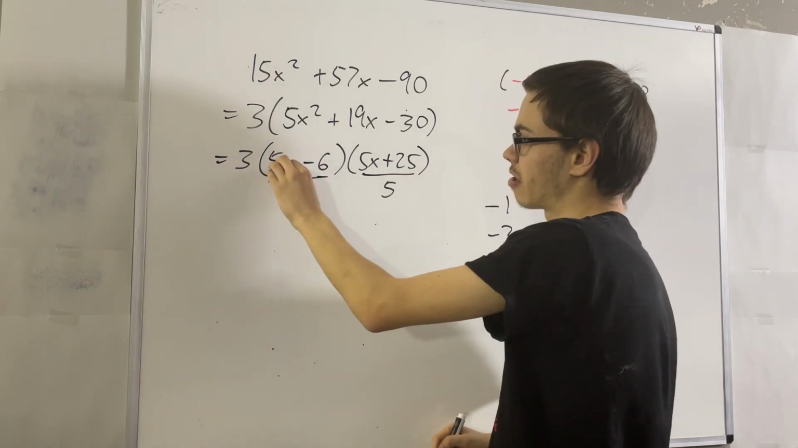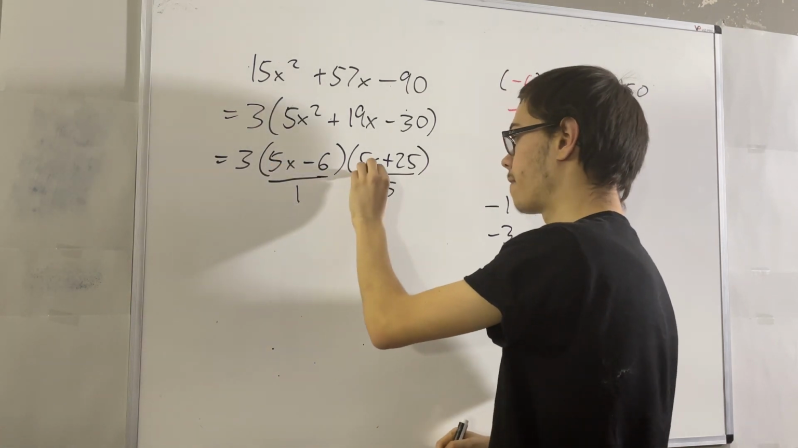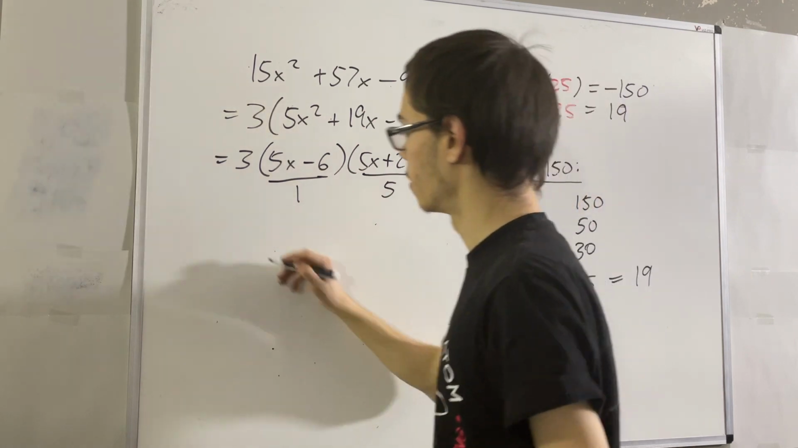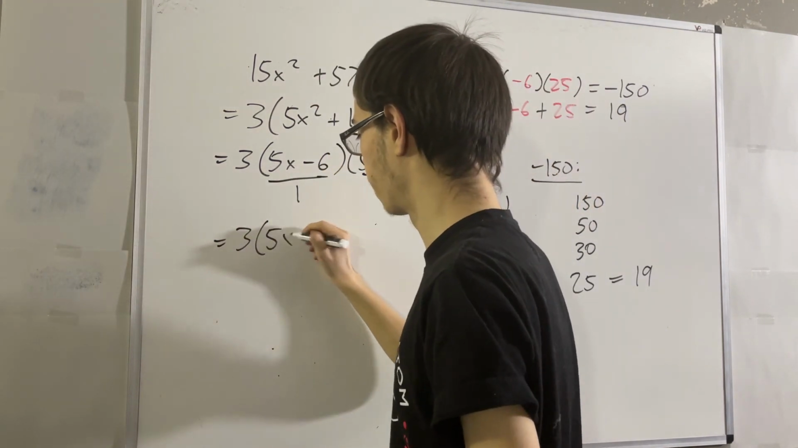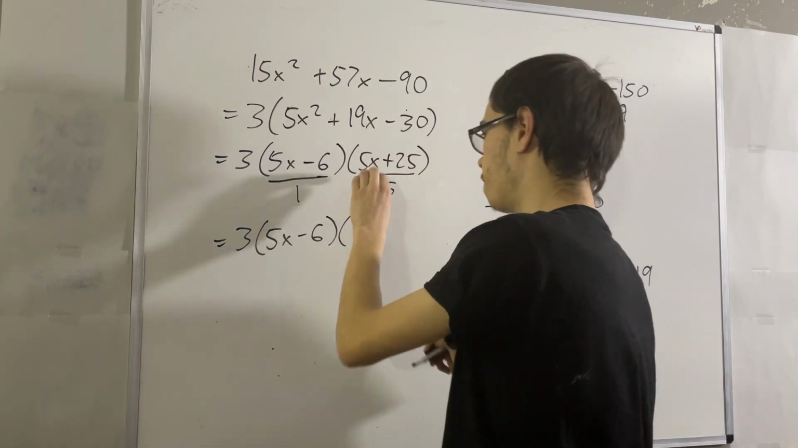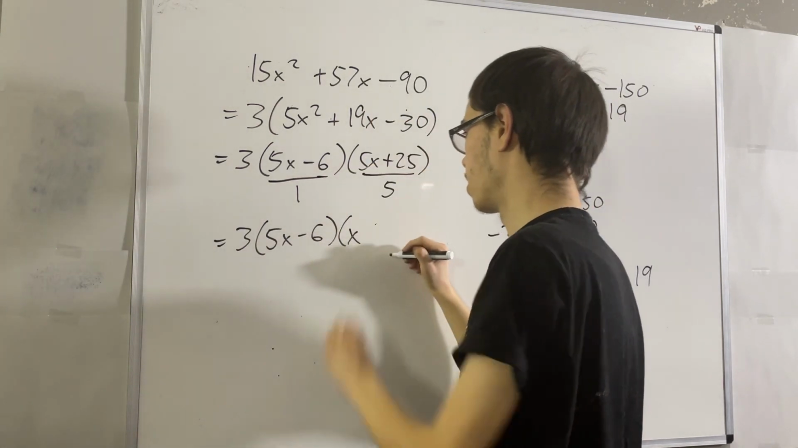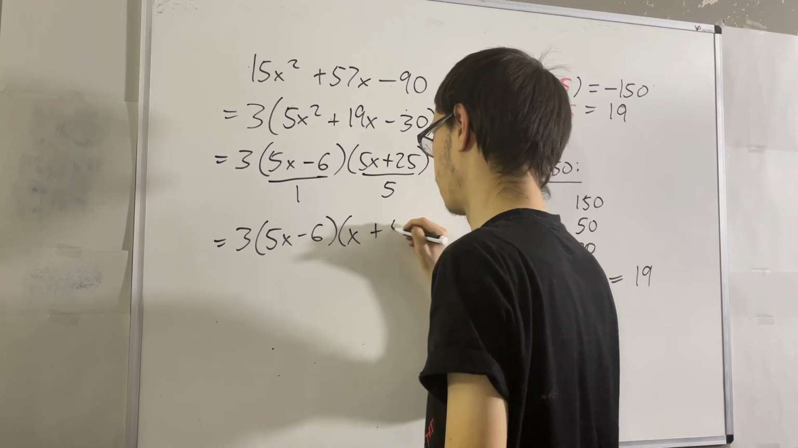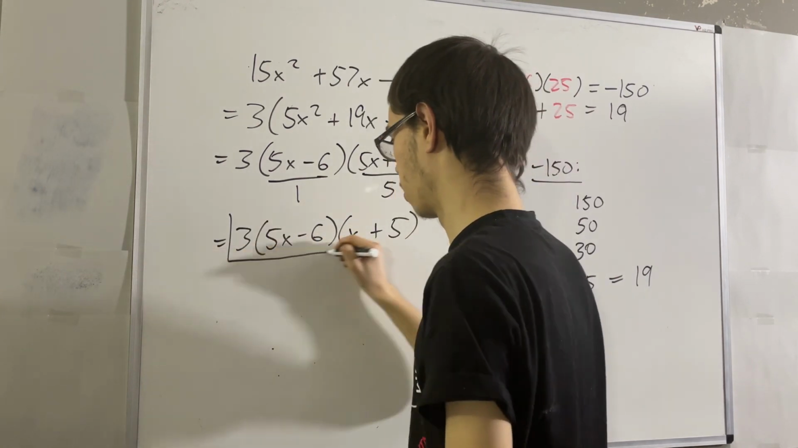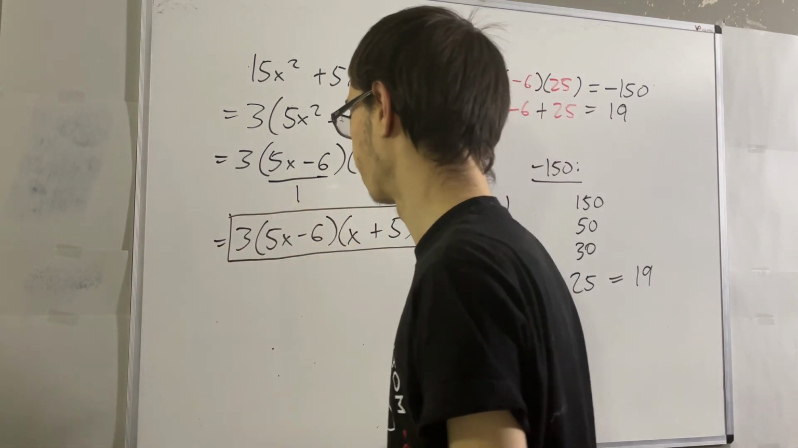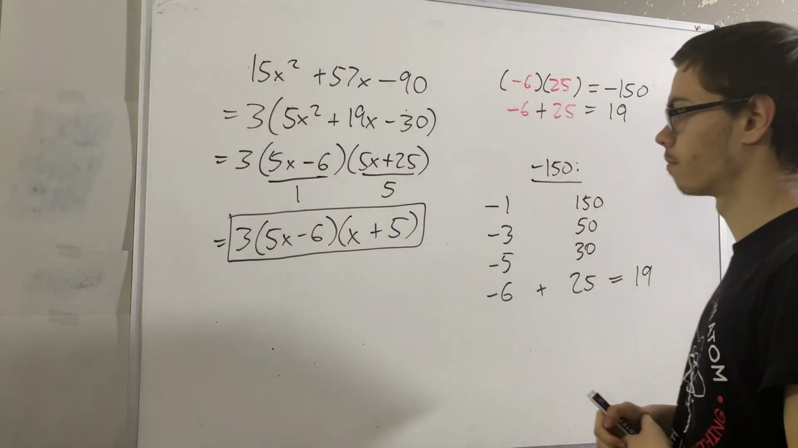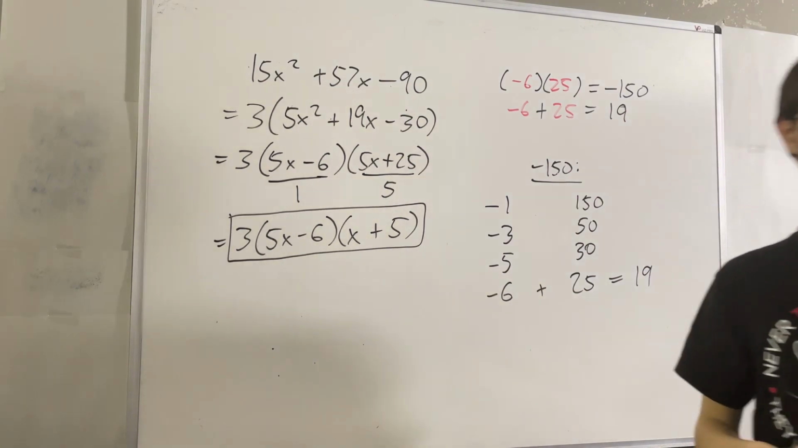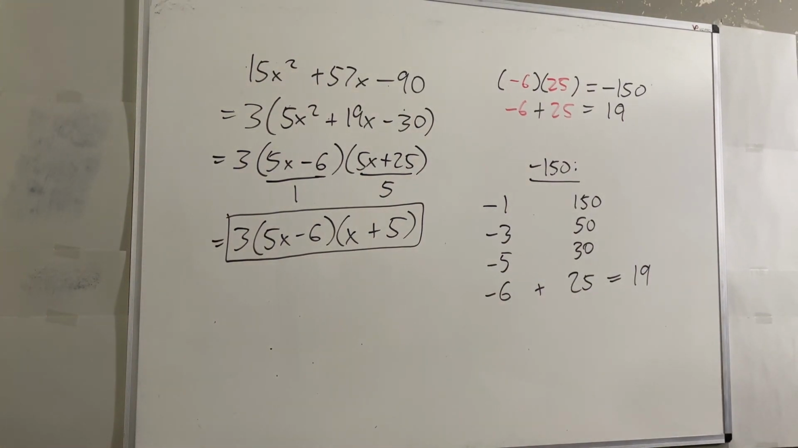So the greatest common factor of 5 and 6 is 1. The greatest common factor of 5 and 25 is 5. So doing that division, 5x minus 6 remains the same. 5x divided by 5 is x. 25 divided by 5 is 5. And that would be our answer. That's really the way it works. That would be our answer to this.